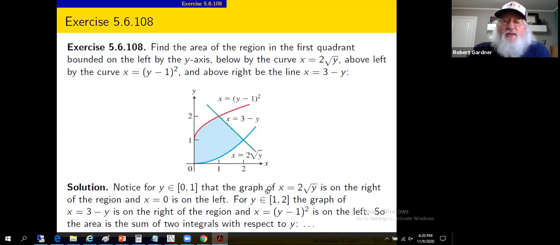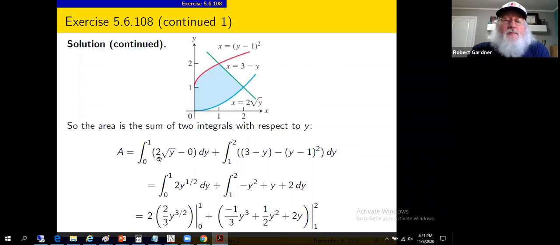So here's the verbiage that says we've got lefts and rights as described. So we can write this area as a sum of 2 integrals with respect to y, the first one from 0 to 1, second one from 1 to 2, and always right minus left. The first one, for example, will be 2 square root of y minus x equals 0. Second one will be this minus that. 2 square root of y minus 0, right minus left. This minus that, 3 minus y, minus that thing there. This minus that. Let's integrate.